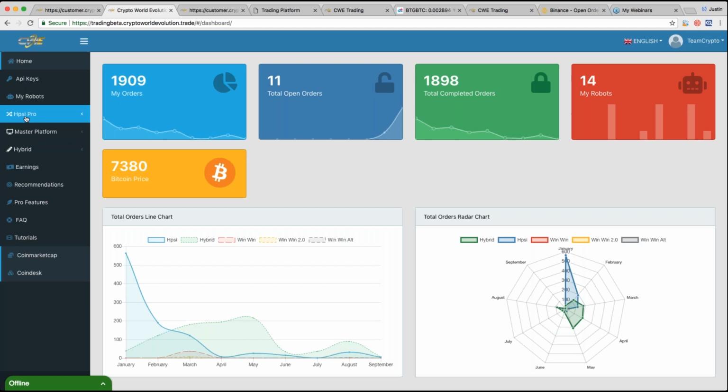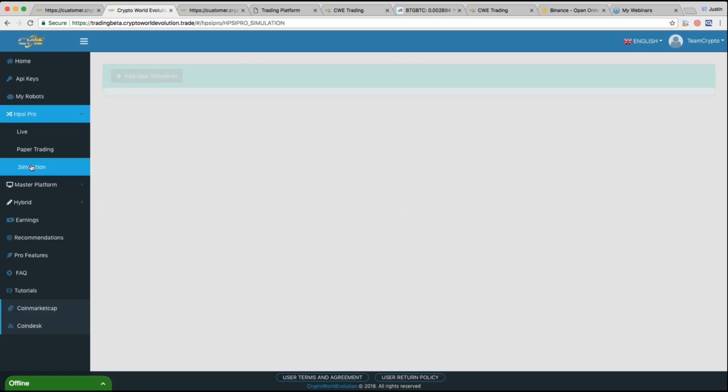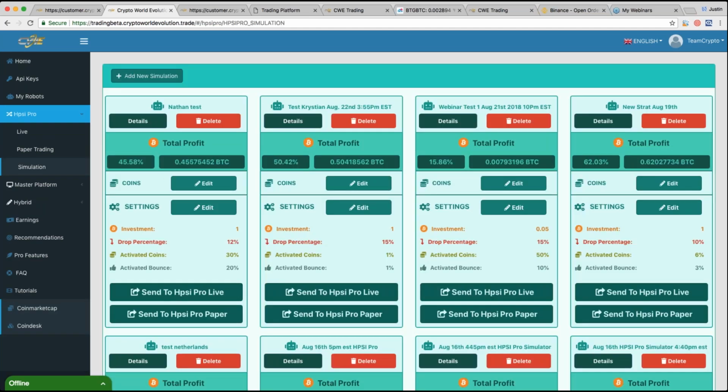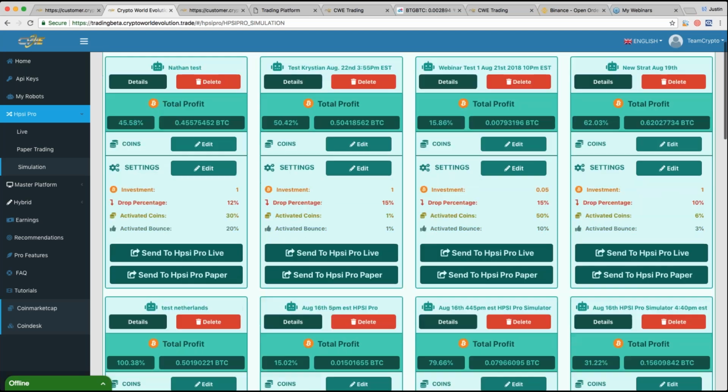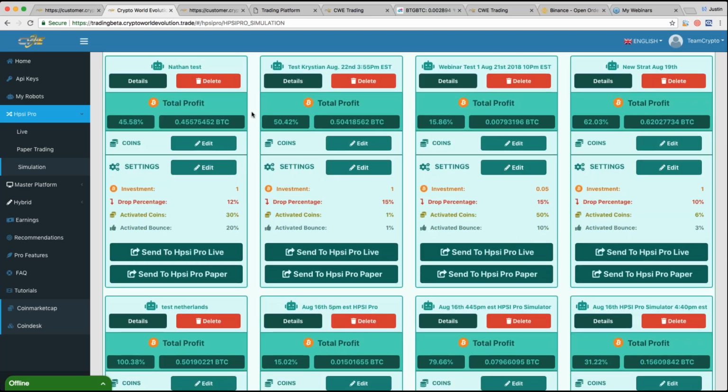Let me come over here to the HPSI Pro bot. We have the simulation, guys, where you can do some back testing. Now, the strategies that I've used here are kind of crazy strategies, which I was just testing out, because when you run a simulator, it's all play money. It's all demo where you can back test from certain dates.